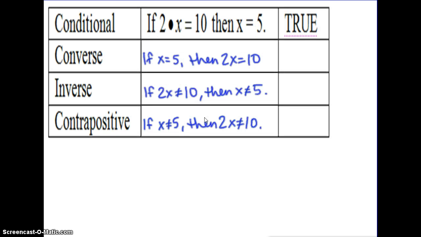Alright, looking at conditional statement number 2. If 2 times x is 10, then x is 5. So again, we're starting out with a true conditional statement. The converse is, if x equals 5, then 2x equals 10. Well, that's true, right? Can't find a counterexample for that. Inverse, if 2x is not equal to 10, then x is not equal to 5. Well, that is also true. And the contrapositive, if x is not equal to 5, then 2x is not equal to 10. That is all true. So we started out with a true statement and ended up with all 4 being true.